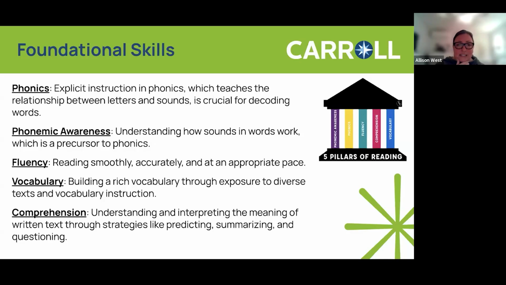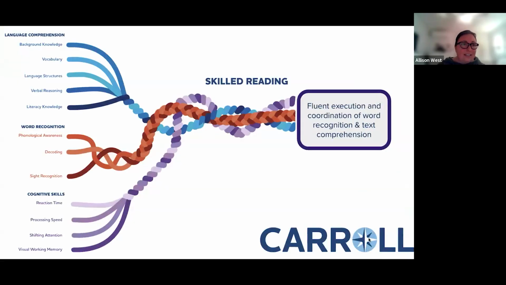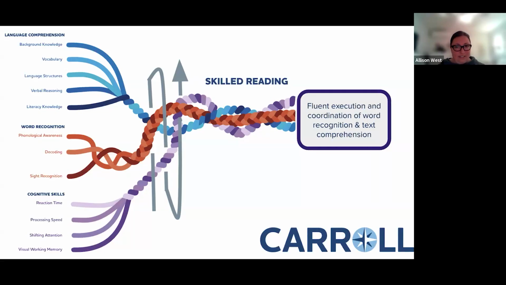If we head to the next slide and take this a step further, this is likely an image that you've seen before. This is called the reading rope. This was originally published by Dr. Hollis Scarborough, and it illustrates just how many discrete skills are needed to come together for skilled reading. Now, like we do with lots of things here at Carroll, we added our own little touch to it. So we have included, and you'll notice this in the purple, the cognitive skills.